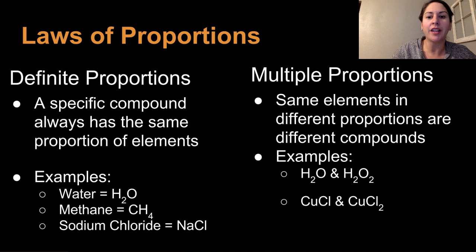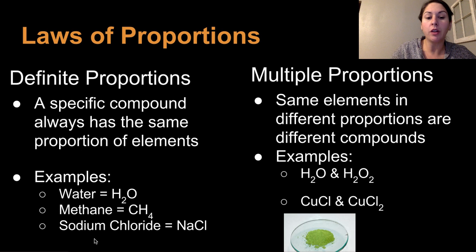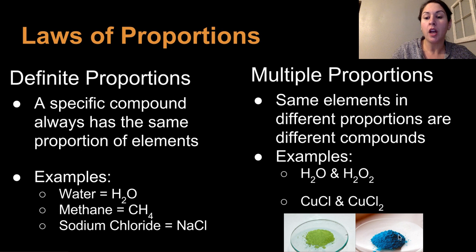Another example that we tend to see is copper 1 chloride and copper 2 chloride. With these, we have copper and chlorine put together, but they have to be different because one has copper 1 and one has copper 2, and so we have different numbers of chlorines in them. When we look at these, we also see that they're different colors. The one on the left is copper 1, and the one on the right is copper 2. They're very different colors, and both of them are copper chloride, but they have different proportions. This one is going to have 2 chlorines in it versus only 1 chlorine here.